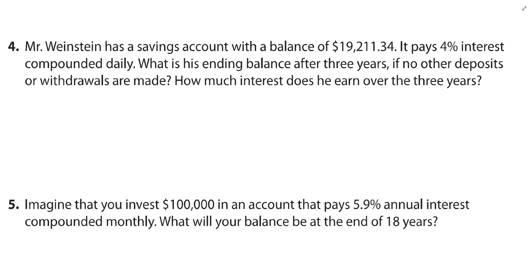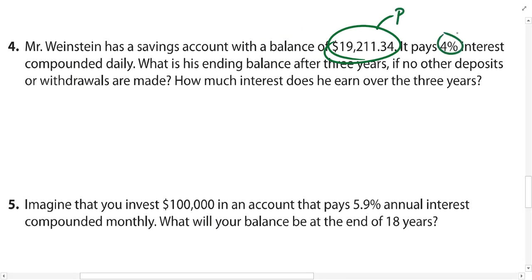In this problem, we have a balance. Now they're using the word balance. We used the word principal in this particular case because this is a starting amount. So I'm going to say that this $19,000 is what this person is starting with. So that's our P value. Paying 4% interest, so that's our R value. Remember to move that decimal 2 places to the left. And this interest is compounded daily, so we know that our N value is 365.